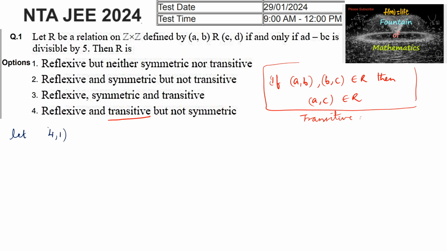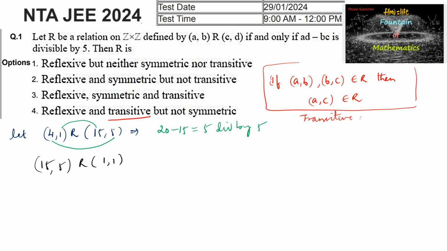Let (4,1) be related to (15,5). So 4 fives are 20 minus 1 fifteen is 15. So 20 minus 15 is 5, which is divisible by 5. So we can consider (4,1) is related to (15,5). And now let us take the second ordered pair, (15,5) is related to (1,1). So here 15 ones are 15 minus 5 ones are 5, so 15 minus 5 is 10. Again it is divisible by 5.